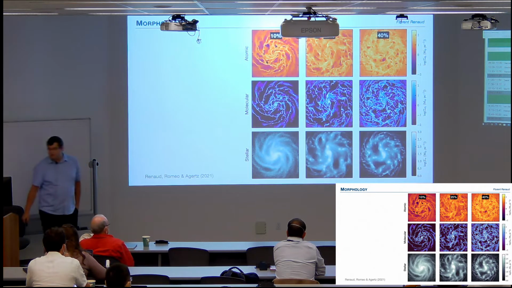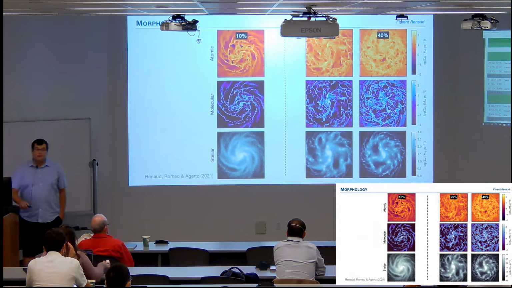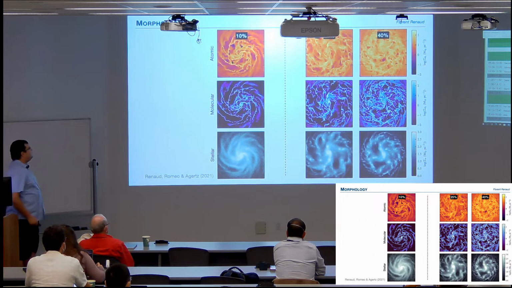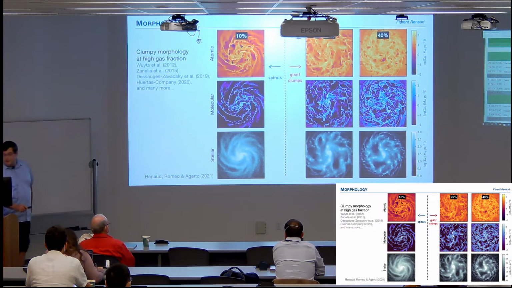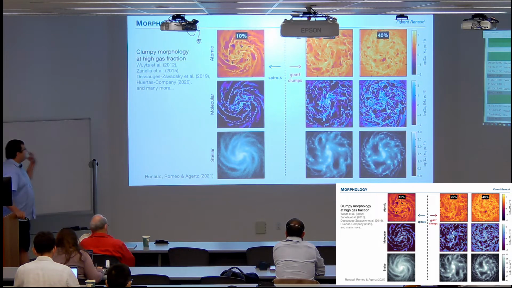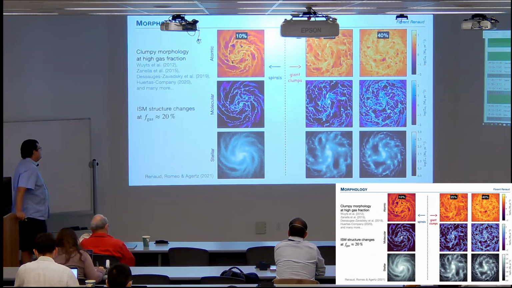So that tells me that there is a clear dichotomy between the gas-poor or low gas fraction and gas-rich. At low gas fraction, I found spiral arms. At high gas fraction, I found giant clumps. This is not new. This has been seen observationally and in simulations by many, many people. Many of you have worked on that. But we see that this transition seems to happen at gas fractions around 20%.